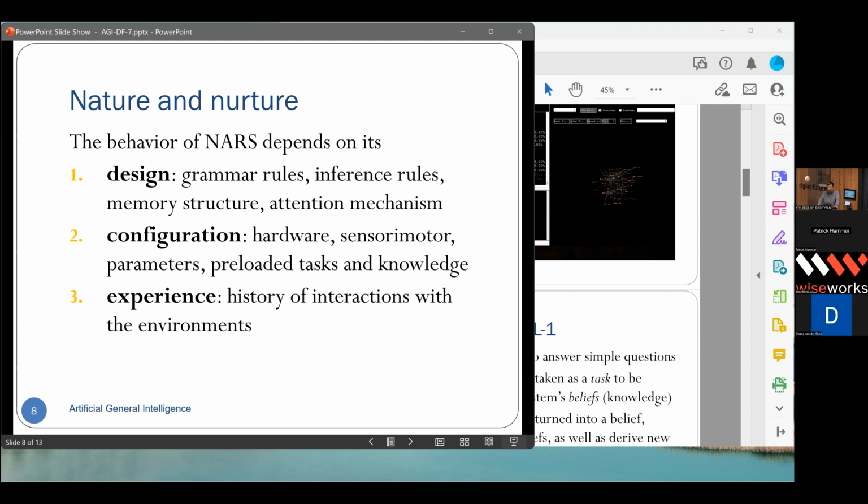If you learn too little, you're not intelligent. If you learn too much, you're duplicating human intelligence. That's actually not a good idea to me. And this is just one example to show that.